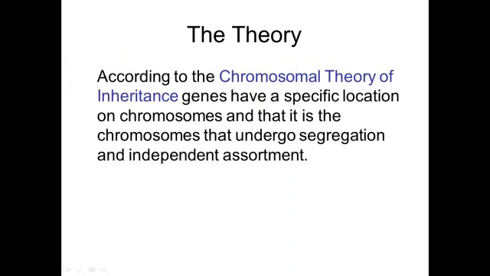According to the chromosomal theory of inheritance, genes have a specific location on chromosomes, and it is the chromosomes that undergo segregation and independent assortment. So, what we know is that there are chromosomes, genes are on chromosomes, and chromosomes segregate and independently assort. So what does that mean?